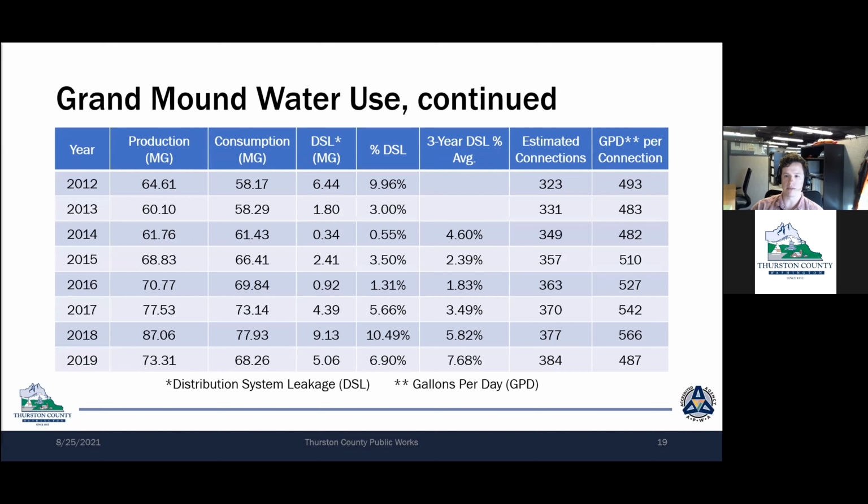This table communicates much of the same information as the previous graph. However, this table has more details on leakage, the number of connections, and gallons per day per connection. Gallons per day per connection is higher in Grand Mound than in Boston Harbor and Tamishan due to the number of commercial connections, which the other two systems do not really have. We estimate the residential daily water use per connection as around 200 gallons per day.